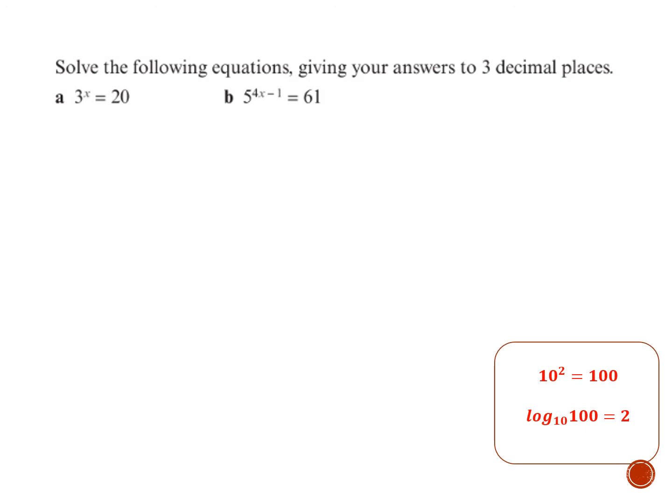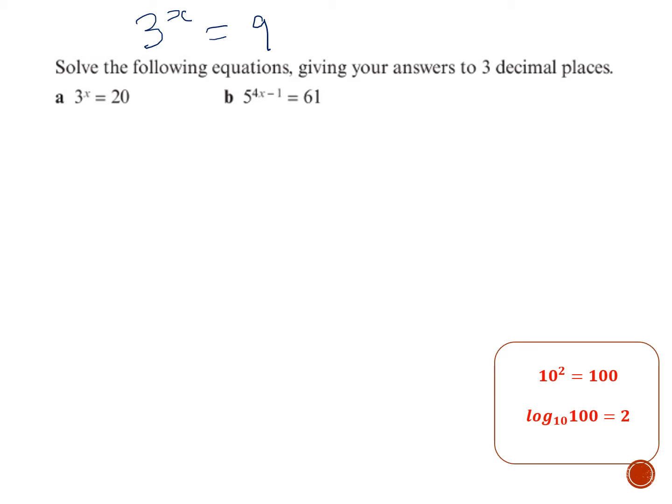These are quite straightforward ones here. They're not ones where you can naturally look at them and come up straight away with the answer, because if I had something like 3 to the power x equals 9, you could look at that and very easily say, well, x is 2, that's easy. These ones say: solve the following equations giving your answers to 3 decimal places.